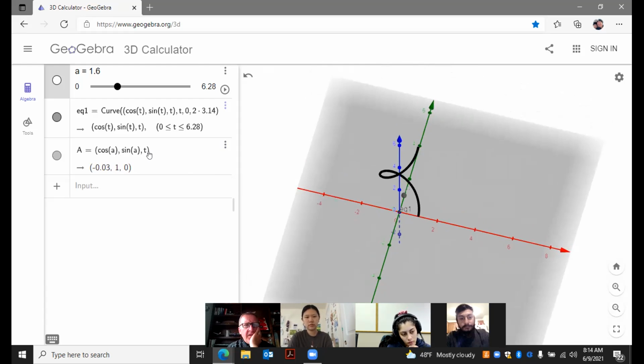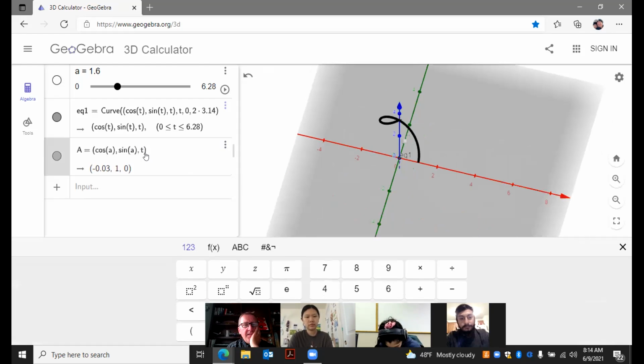Well, it should. Oh, I know what's wrong. What's wrong with what I typed over here? It needs T's instead of A's. The other way around. Like I chose A. A is my T value. And so T should be A. There we go.